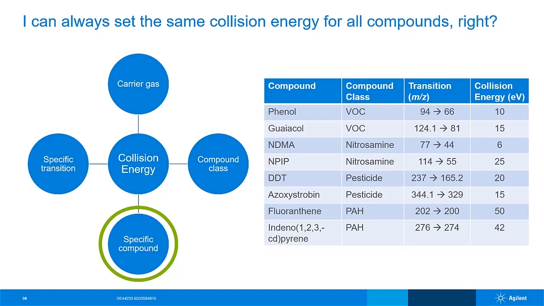For nitrosamines and N-nitrosodimethylamine, its transition of 77 to 44 mass to charge ratio was optimized at 6 electron volts, while the transition for N-nitrosopiperidine, molecular ion of 114 down to 55 mass to charge ratio, takes 25 electron volts. And we observe a similar pattern in the VOCs and pesticides and PAHs. Depending on the compound and its transition, the collision energies are different, but generally within a similar range.